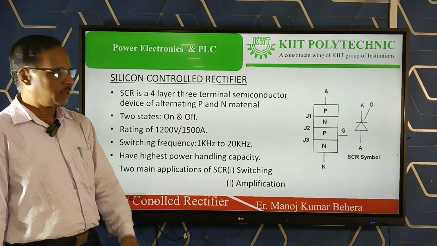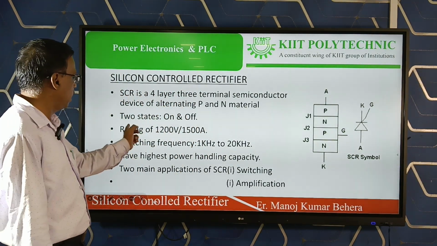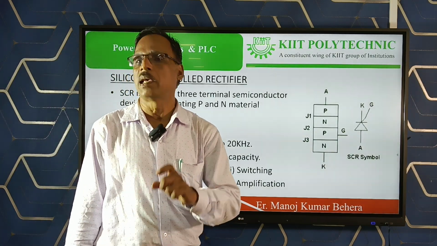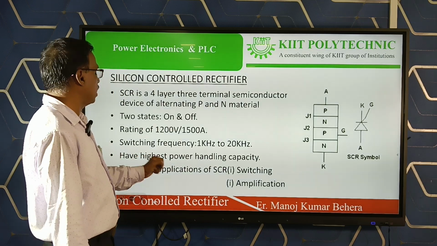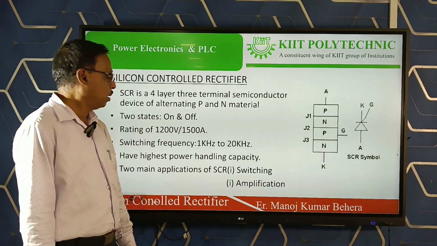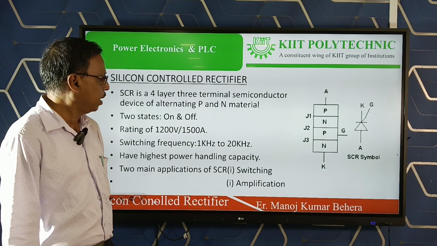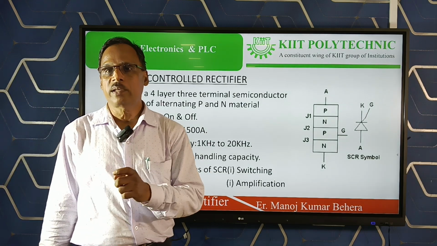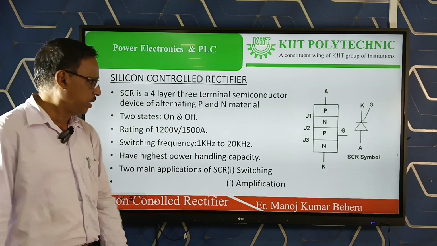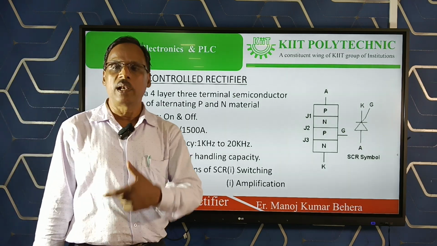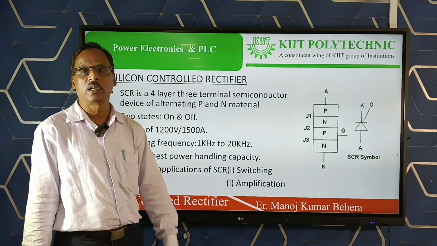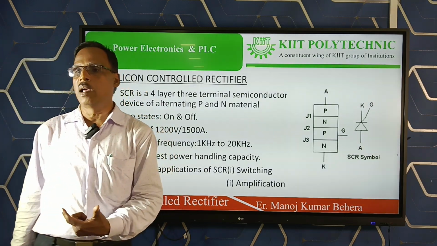What are the different states of SCR? It can operate in the on state and the off state, so it acts as a switch. Next, what is the switching frequency? It operates within 1 kilohertz to 20 kilohertz. SCR has the highest voltage handling capacity. And what are the main applications of SCR? SCR can be used for switching operation and amplification.